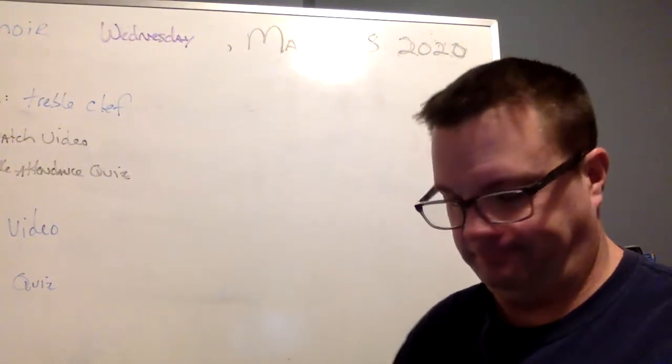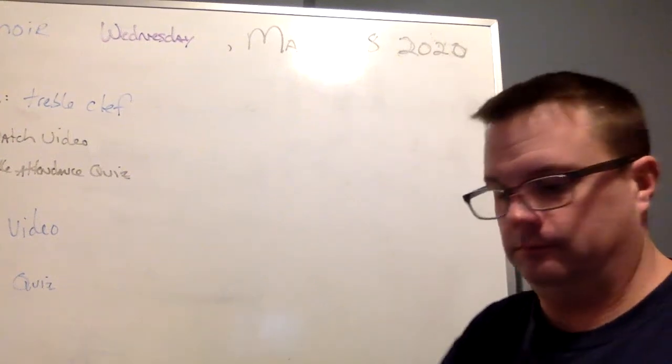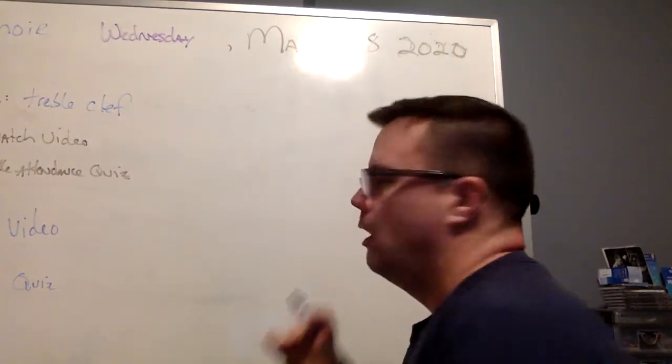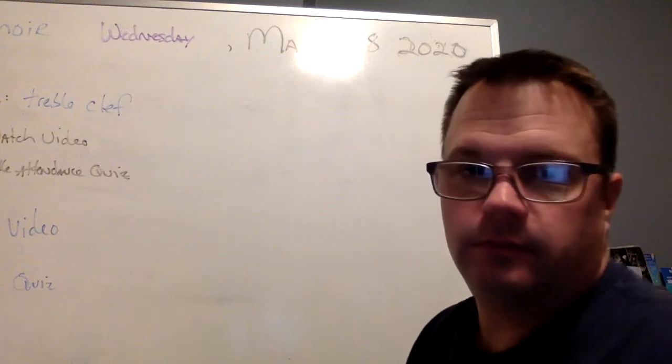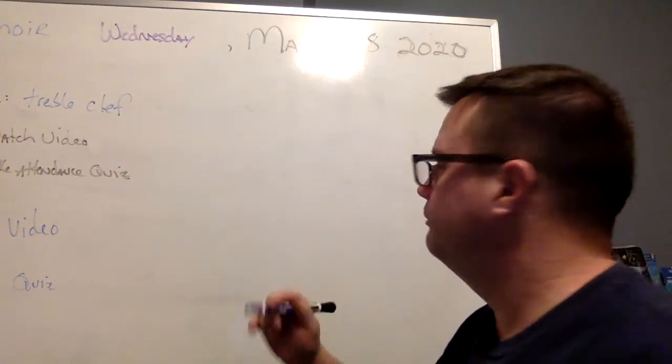Good to see y'all. All right, let's talk about the treble clef. All the clefs appear on 5 lines and 4 spaces. Okay?